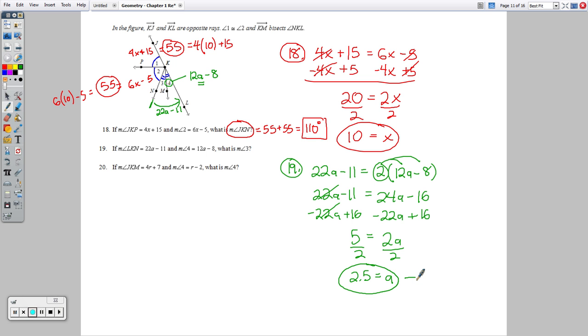So this would mean that you've got 12 times 2.5 minus 8. That's going to be the measure of angle 4. 12 times 2.5 looks like that's 30, and 30 minus 8 would be 22. So this one we should have 22 degrees is equal to the measure of angle 4.